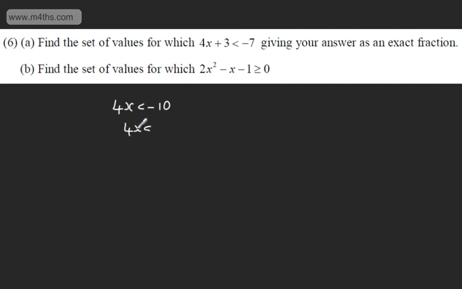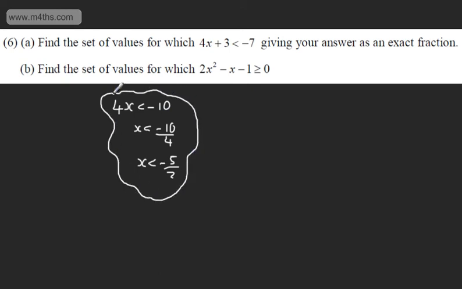Dividing by 4, 4 is a positive number, so we don't change the sign round. We're going to have minus 10 over 4. We're not asked to simplify this, but if we wanted, we could write this as x is going to be less than minus 5 over 2. So we're asked to find the set of values. x is going to be strictly less than minus 5 over 2.